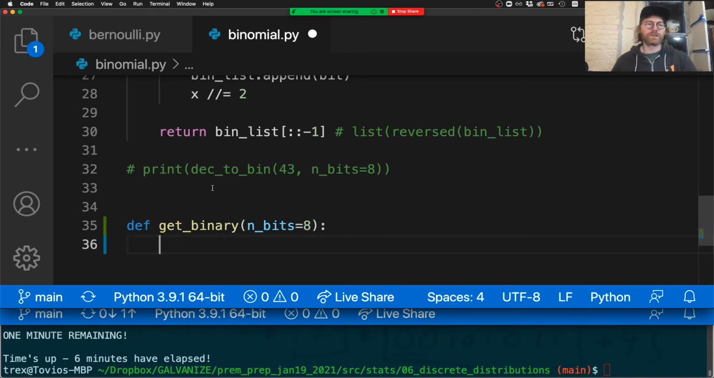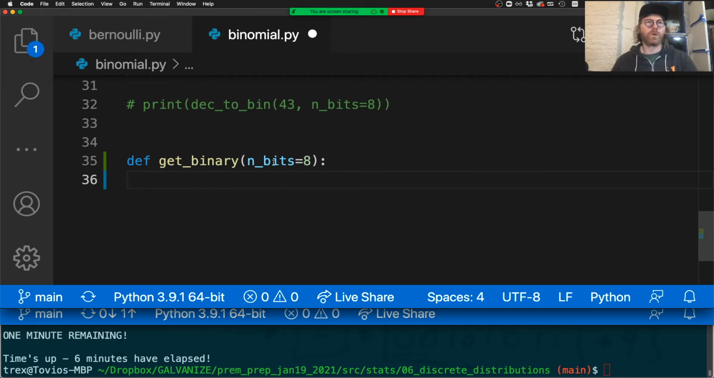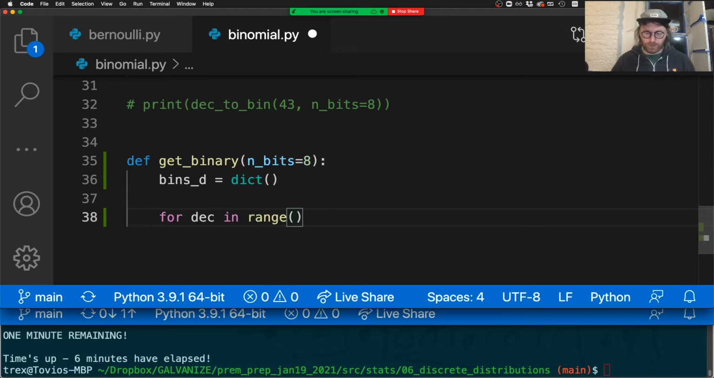Okay. So if we're thinking of 8 bits, well, whatever number of bits that we are considering, we're going to go up to and include the potential representation of a decimal value in that number system, right? So we'll define a dictionary as bins d, and I'm going to say for dec in range, what should the range of this be for decimal values if we're considering 8 bits?